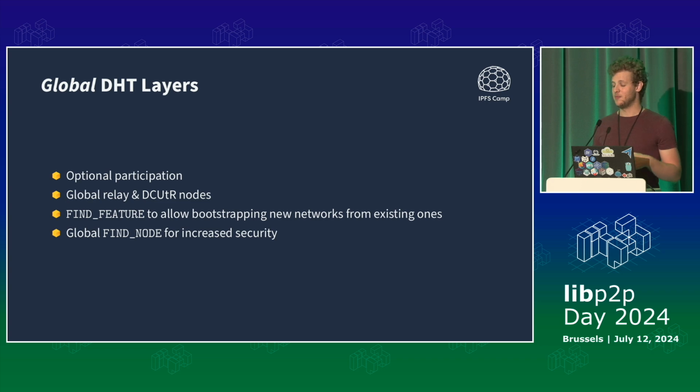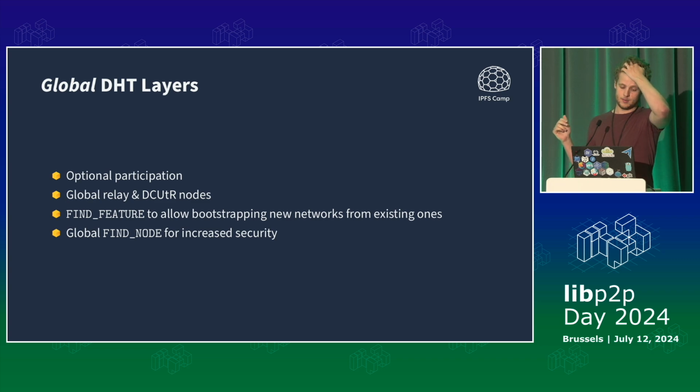So maybe you need relays. And so what we could do is have a global relay sub-DHT where all the nodes from all different DHT networks that use relays can participate. That would be a huge network of relays that anybody can use and join without being tied to specific features from other networks.